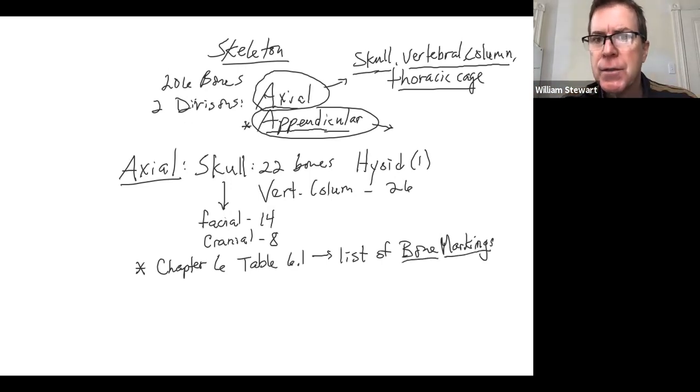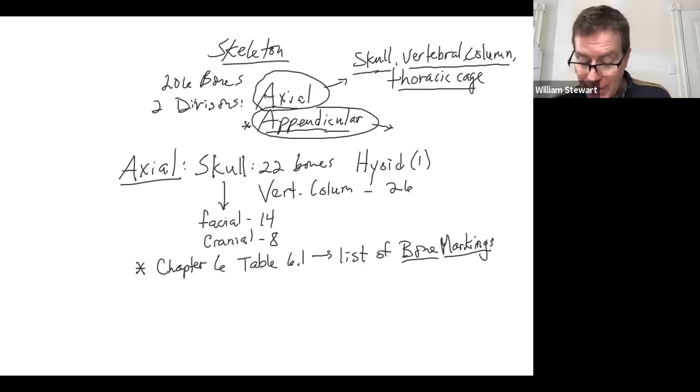like projections, crests, depressions, cavities, holes, all of those things have names. And that table defines what those names mean. For example, a process is something that sticks out from a bone. A foramen is a hole that goes through a bone. So that's what a marking is. Those are examples of markings. So let's start with the skull.